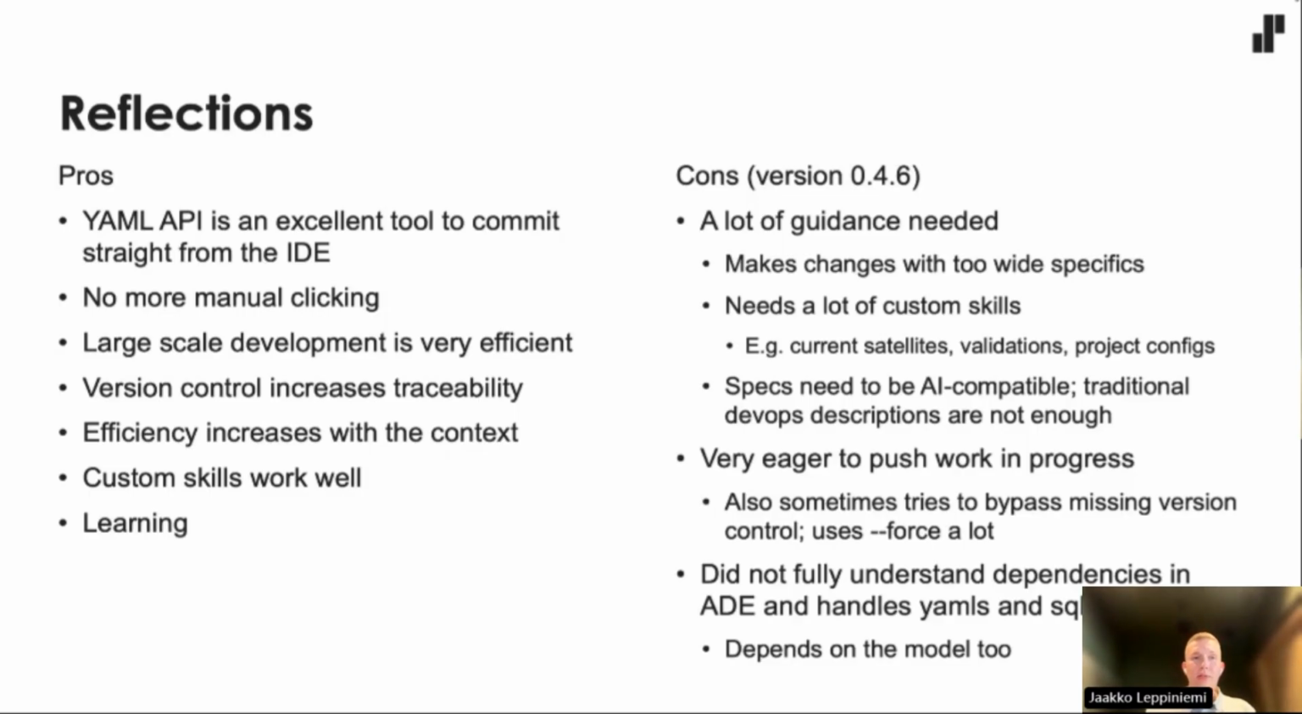Sometimes smaller scale could be faster and easier to do manually in ADE, but that also requires to pull the manual changes to VS Code or ADA. Yeah, version control that increases traceability. So if something goes wrong, you can figure out the steps how to return to working state. And the more context you have, the more efficient the agent gets. Yeah, custom skills works quite well, I think.